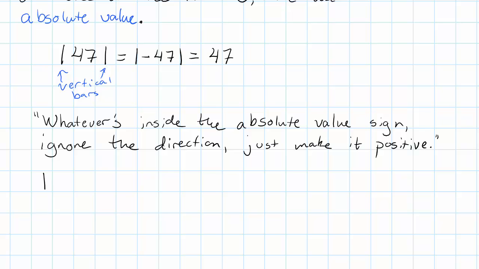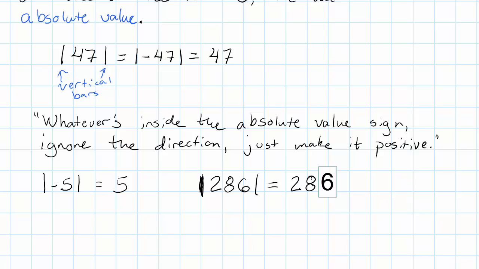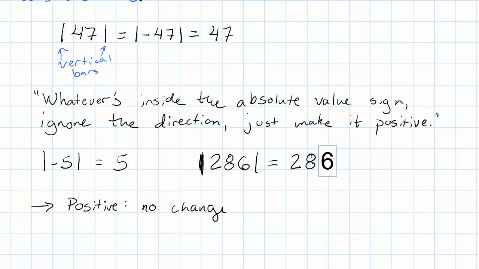So if we have, for example, the absolute value of negative 5, ignore the direction, ignore the negative part. It's just 5. The absolute value of 286, ignore the direction. Well, this is positive already. Ignore that. Make it positive anyway. So if it's positive, there's no change. If it's negative, make it positive.